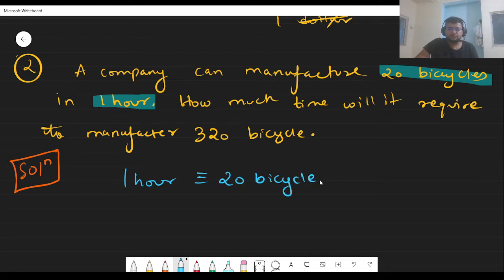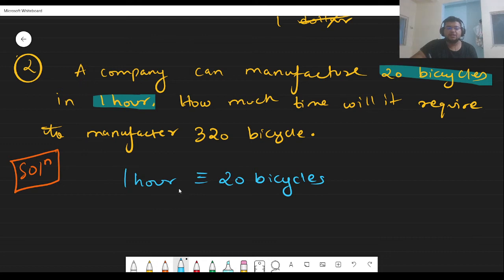Now see, this is hour and this is bicycle, so I cannot equate them with an equal sign. This is a corresponding sign. Corresponding means it is equivalent. It's not equal. I cannot write apples equal to oranges, right? Apples and oranges are different, so I cannot compare them. So it's a corresponding sign, but we need not worry about that. Now, 1 hour corresponds to 20 bicycles.